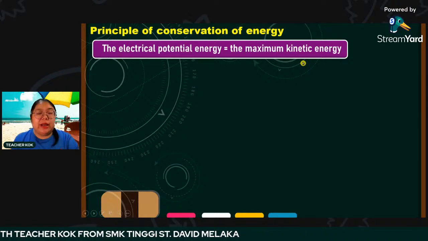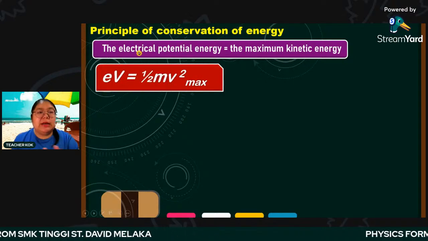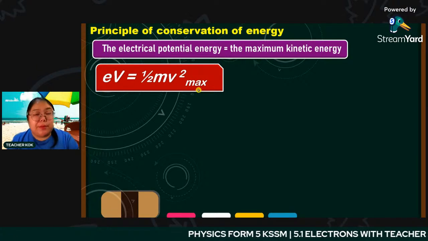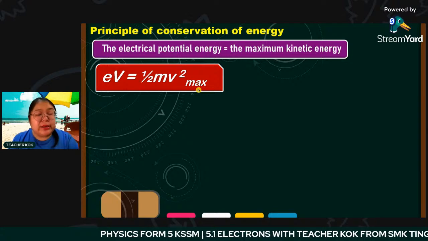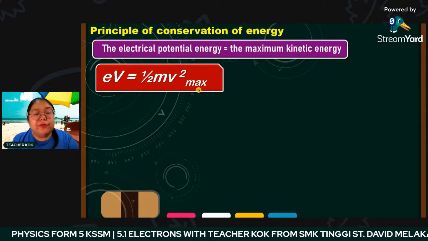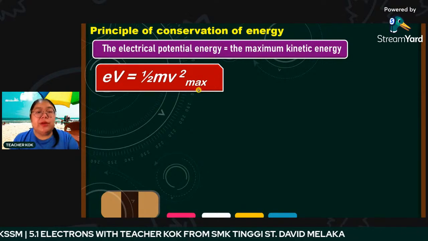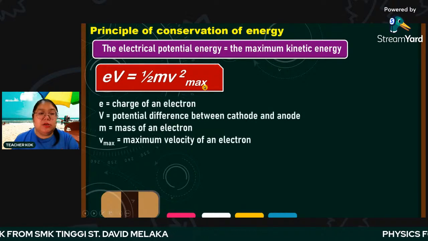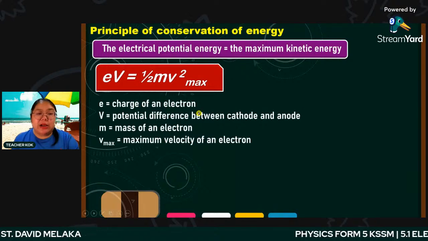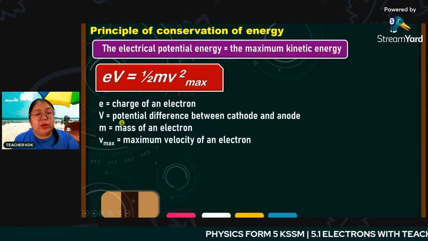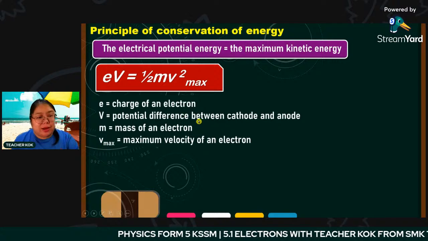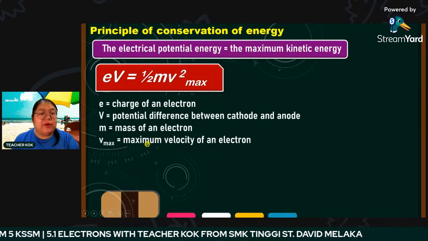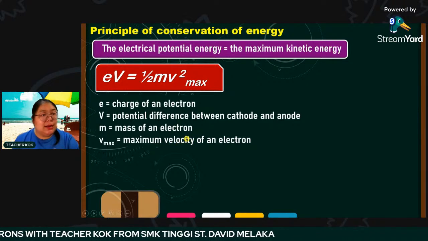So from here we can create another formula: eV equals half m v squared. Remember the small v stands for velocity, and the electron will move very fast, so we label that as the maximum velocity. From here, e is the charge of the electron, capital V is the potential difference between the cathode and anode, m is the mass of the electron, and small v stands for the maximum velocity of the electron.